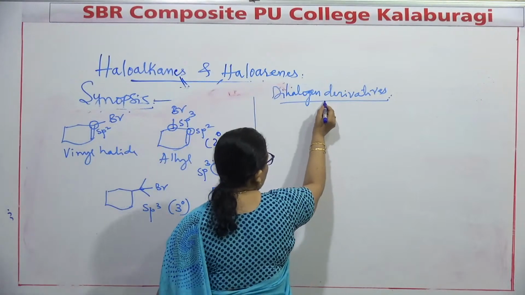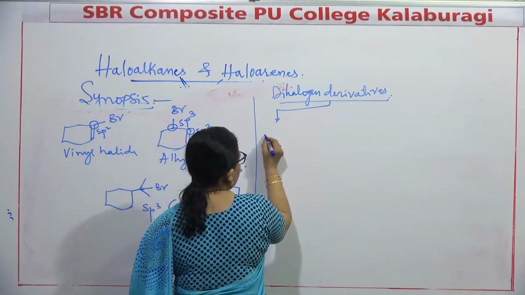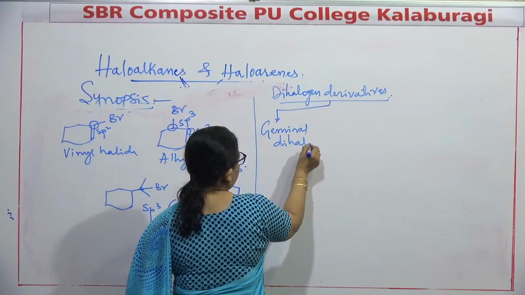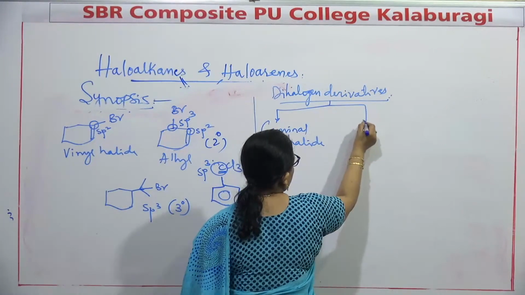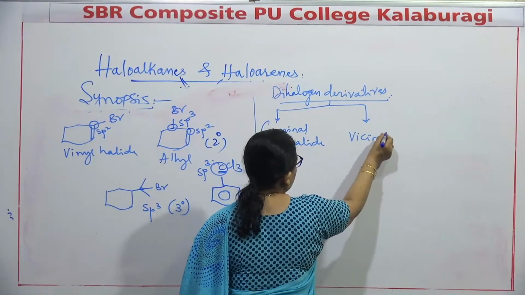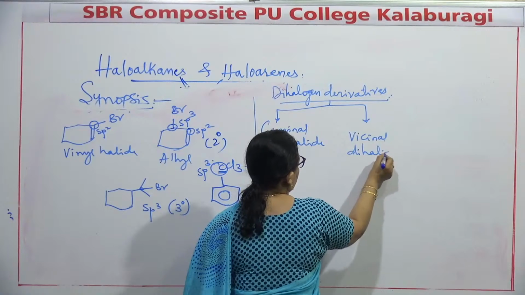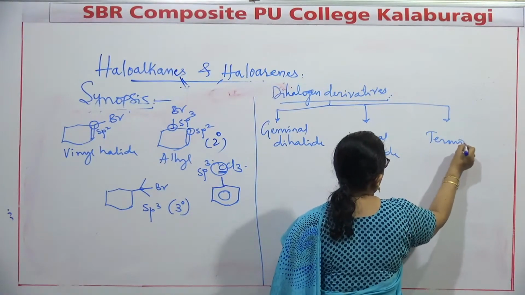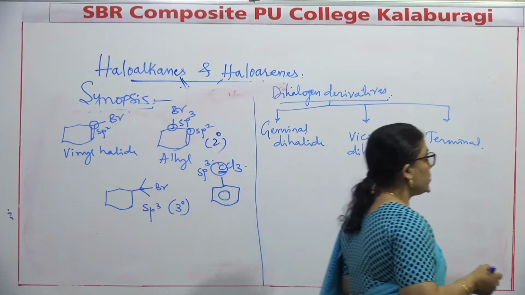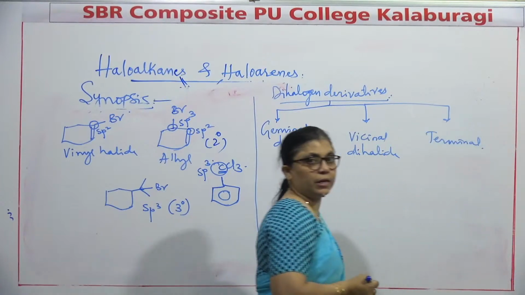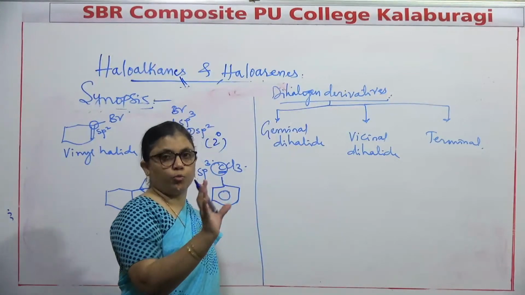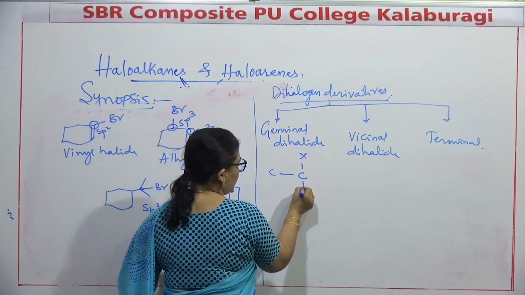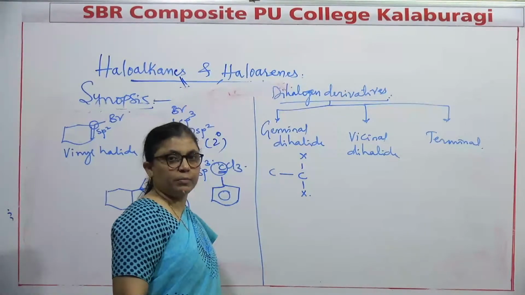That's why we can say that dihalogen derivatives may be geminal dihalide, vicinal, terminal. They may be geminal, they may be vicinal, they may be terminal. Geminal. Gem means what? A group. Two halide are linked to same carbon atom. They are called as geminal.